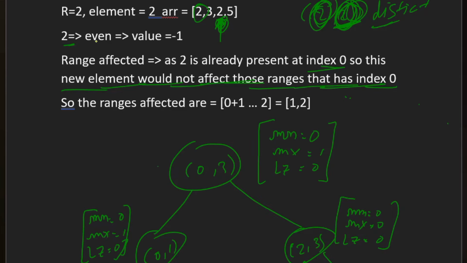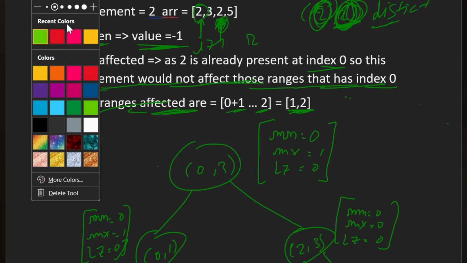And also 2 is even, so the value will be minus 1. So if you'll see, the ranges affected are from this index I plus 1 to r. So I is 0, 0 plus 1 to the current r, that is, the range affected is 1 to 2, right?